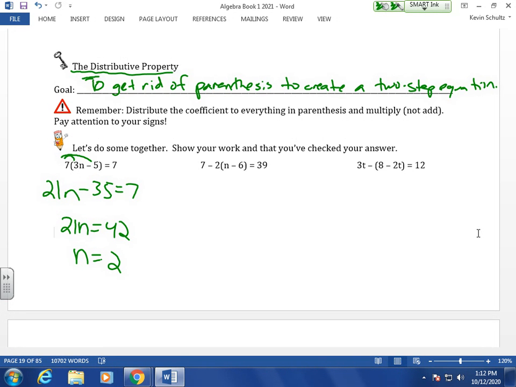To check it, I've got room here. So just like we did before, we're going to plug that 2 back into the equation. 3 times 2 is 6. Subtract 5 from that, we get 1. That's what's in our parentheses. And then 1 times 7, multiplied by the coefficient, we get 7 as an answer.